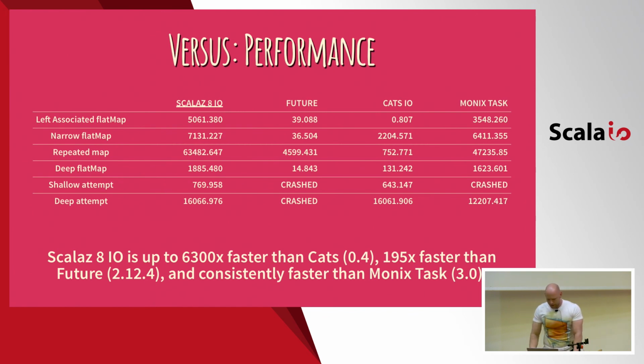Scala Z8 I/O is, at least in the benchmarks that I have created, consistent, right? We're going to find out if that's true in a second when I switch tabs, if I actually know what I'm doing. It is consistently faster than everything else out there, and in some cases by a not insignificant margin. And I'd love to be able to spend time talking about the optimization techniques, but we won't have time.